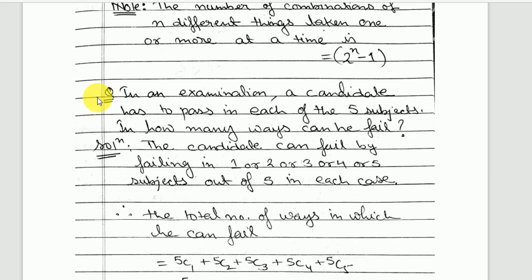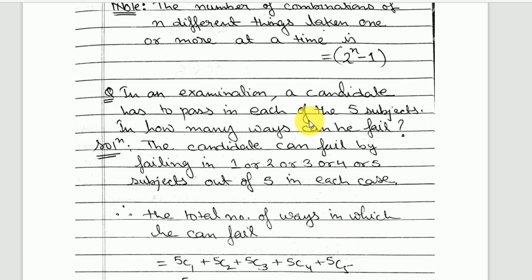Next question. In an examination, a candidate has to pass in each of the 5 subjects. In how many ways can he fail? One candidate has to pass in every subject in order to pass the examination. So the question is how many ways he can fail. Suppose if he fails in one subject, then he has failed. If he fails in 2 subjects, still he has failed. If he fails in 3 subjects, still failed. If he fails in 4, still failed. If he fails in 5, he has failed.